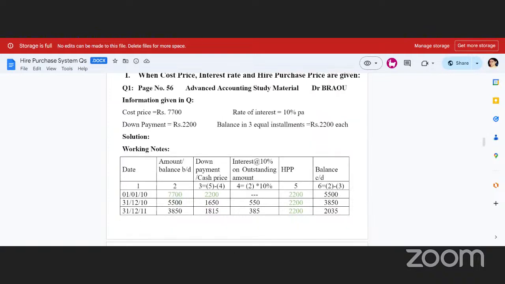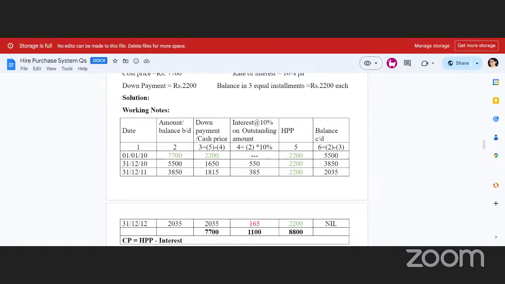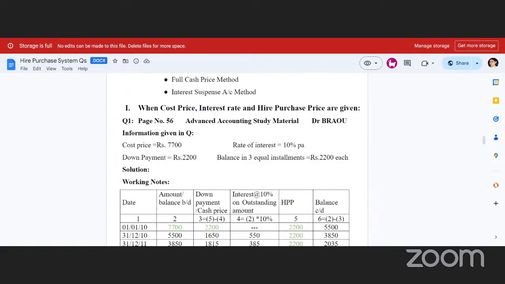So in the question you have been provided the cost price of the asset, 7,700. Rate of interest 10%. Because you are paying in installments, interest will be added. Down payment or initial payment, one and the same, and the balance of the amount is paid in 3 equal installments. Here you have been provided with the cost price and interest rate. What is the total amount? 7,700 is the total amount. He paid 2,200, means balance how much left?